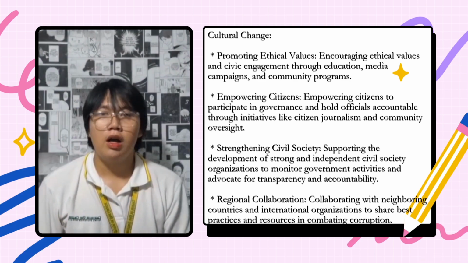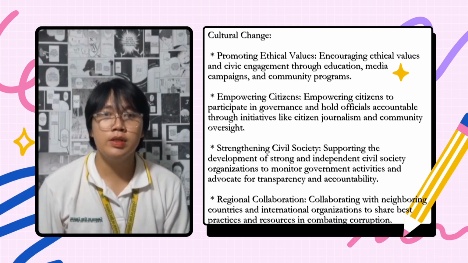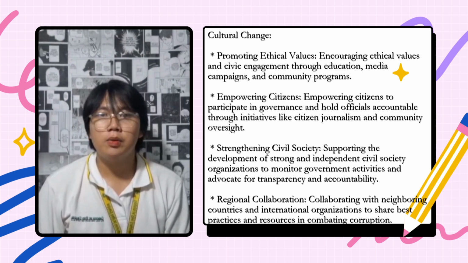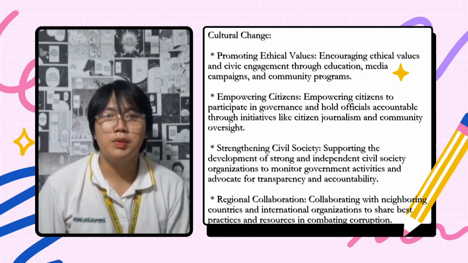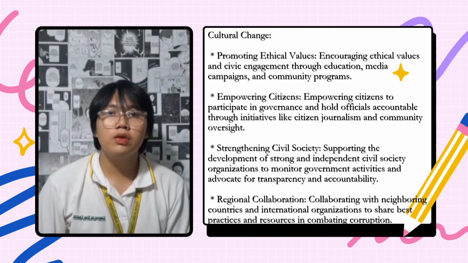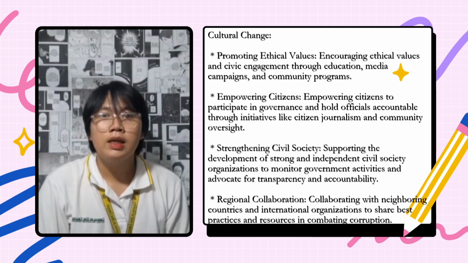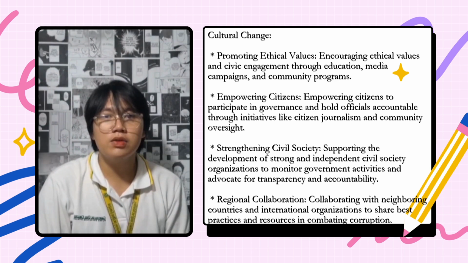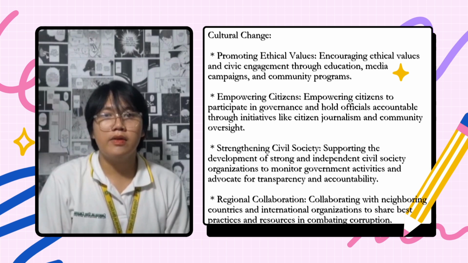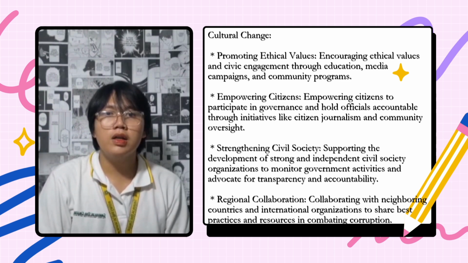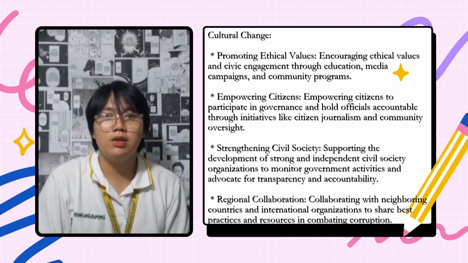Last is cultural change. Under cultural change, we have promoting ethical values. It means encouraging ethical values and civic engagement through education, media campaigns, and community programs. Second is empowering citizens. It means empowering citizens to participate in governance and hold officials accountable through initiatives like citizen journalism and community oversight. Third is strengthening civil society. It means supporting the development of strong and independent civil society organizations to monitor government activities and advocate for transparency and accountability. Fourth and last is international cooperation. It means collaborating with neighboring countries and international organizations to share best practices and resources in combating corruption.